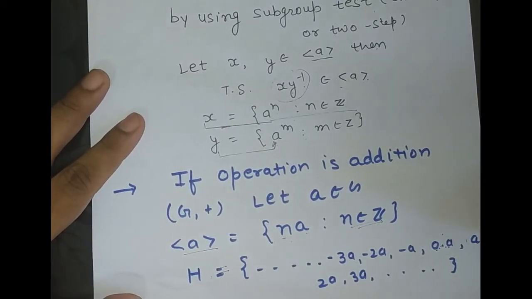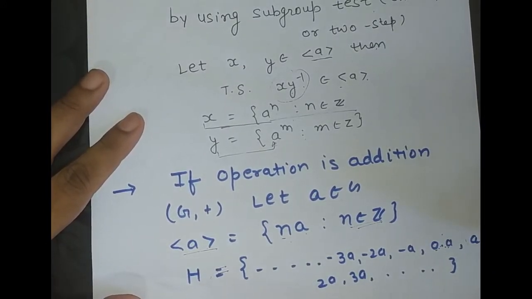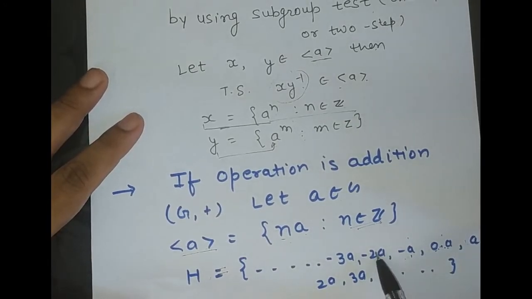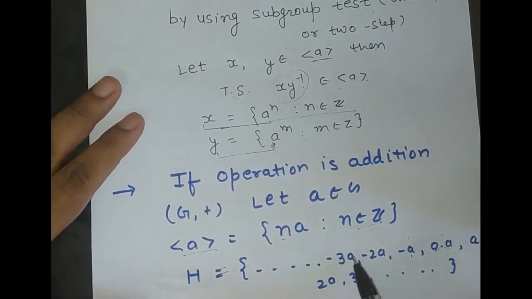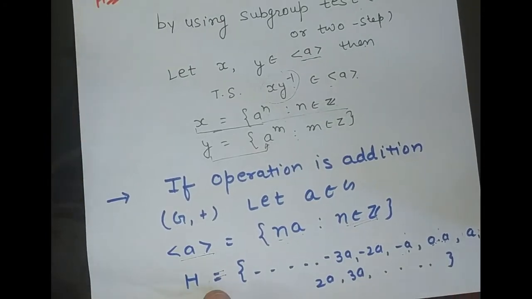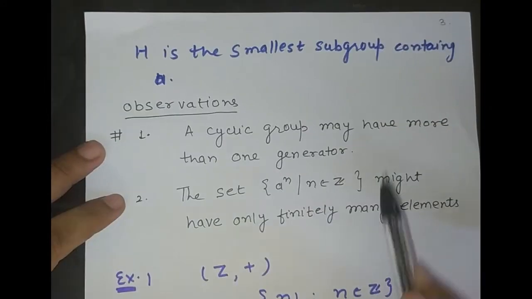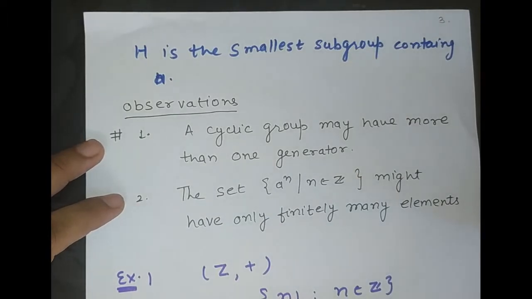In addition, what is the inverse of A? The inverse of A is minus A. Applying the closure property on minus A, the next value is minus 2A. Similarly, the next value is minus 3A. So this H is the smallest subgroup containing the element A.